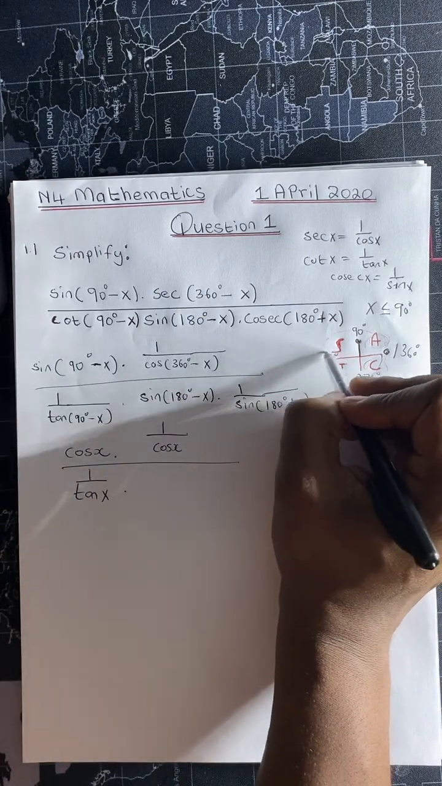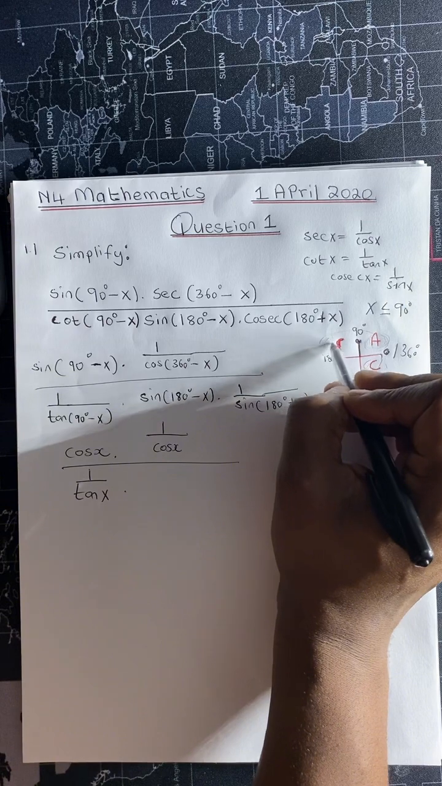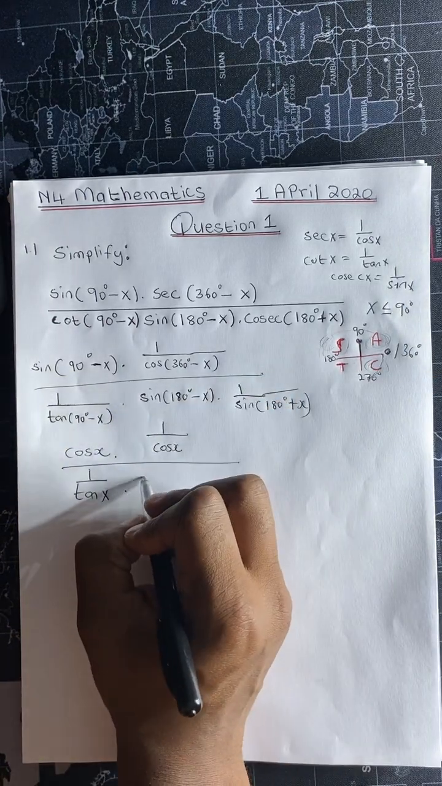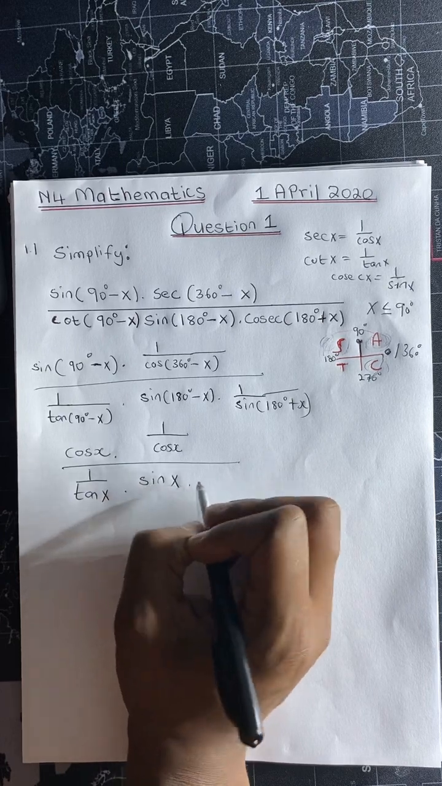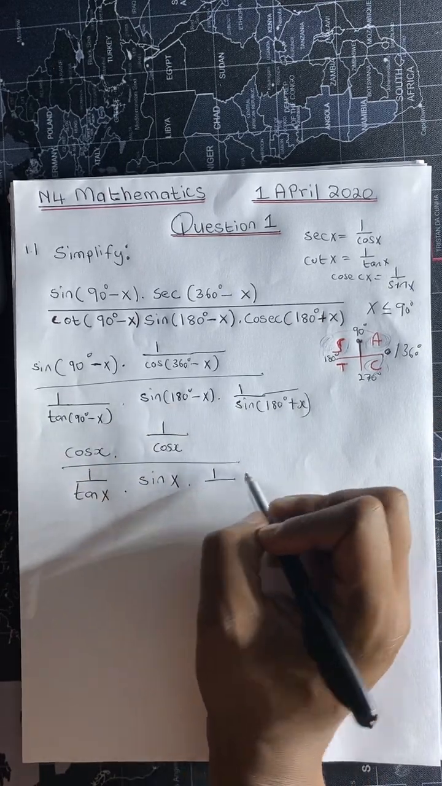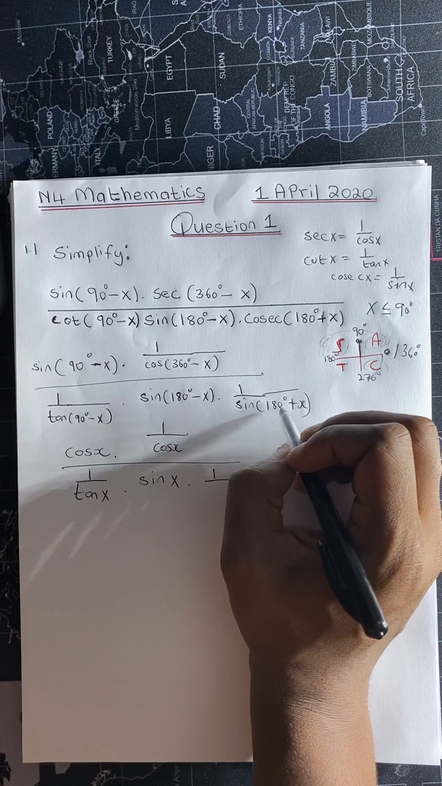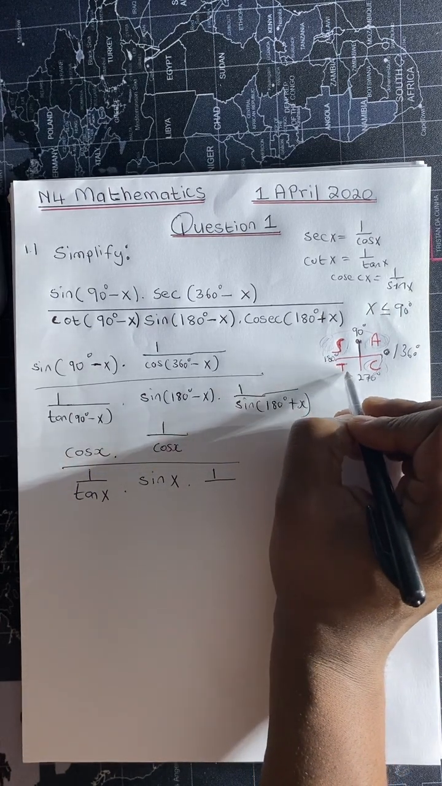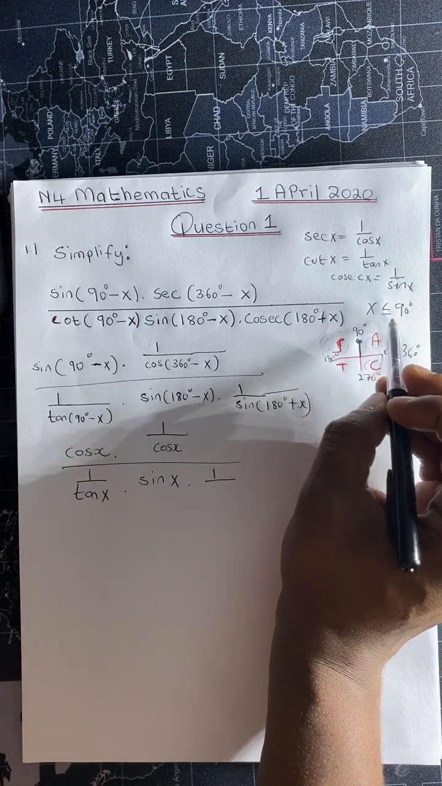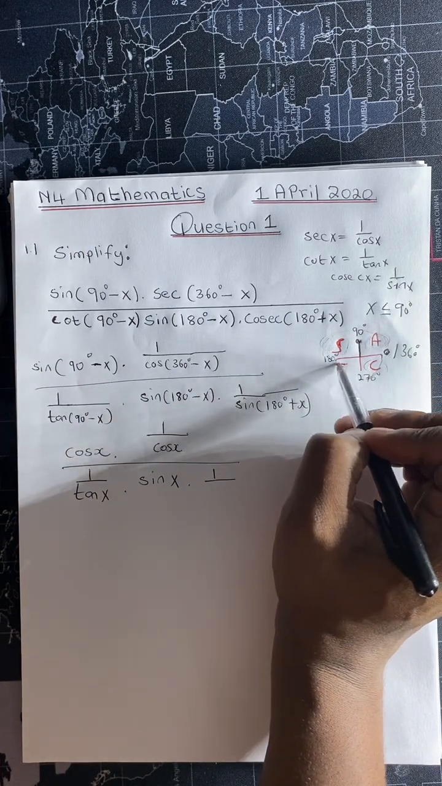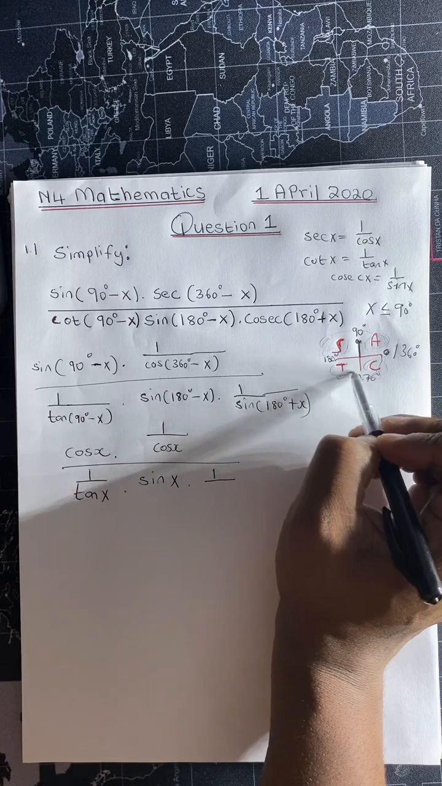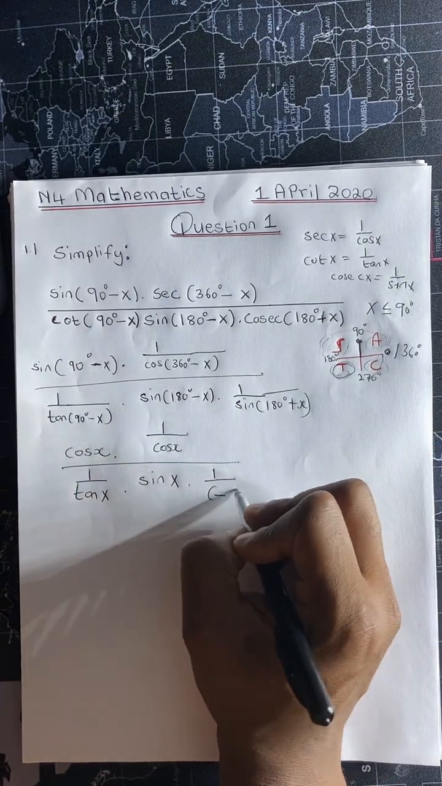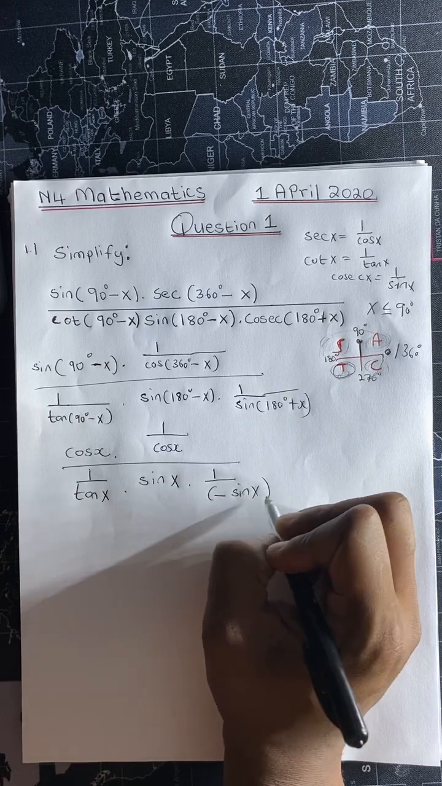So 180 minus anything will lead us to that side, and on that side sine is the one which is positive, so this will be positive sine x, 1 over, and this side we have 180 plus, so 180 is here. When you add any angle which is less than 90 degrees, it's going to fall in this quadrant, and only tan is positive, so we write our sine as negative sine x.